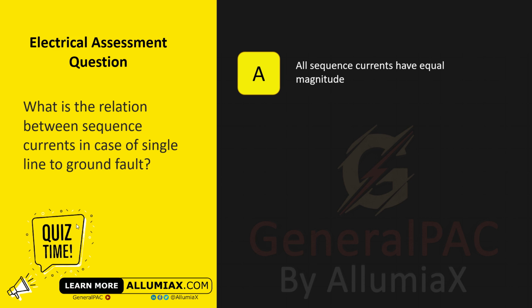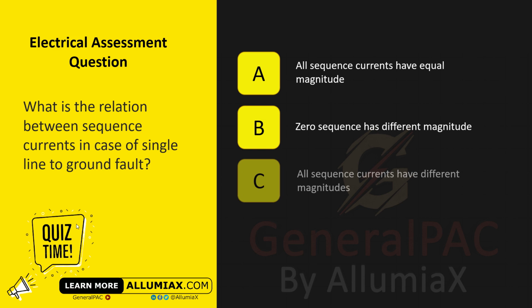What is the relation between sequence currents in case of single line to ground fault? A. All sequence currents have equal magnitude. B. Zero sequence has different magnitude. C. All sequence currents have different magnitudes.